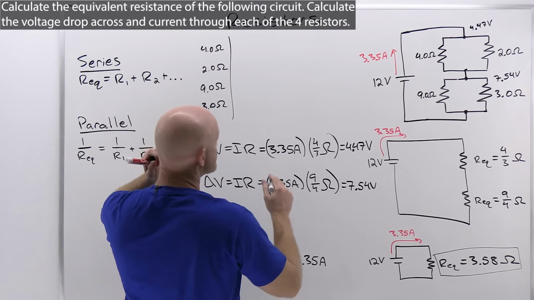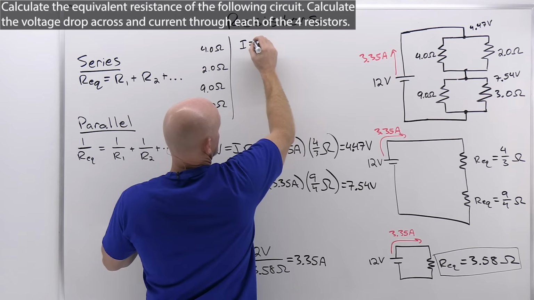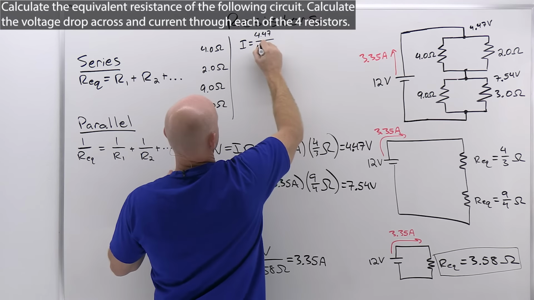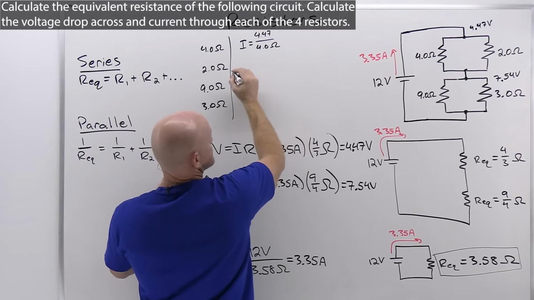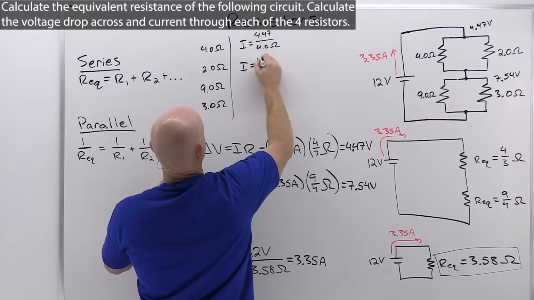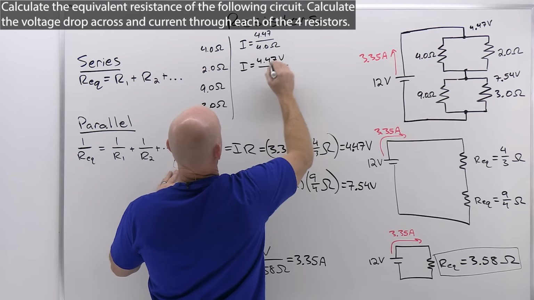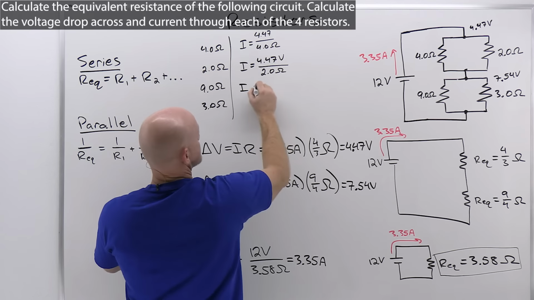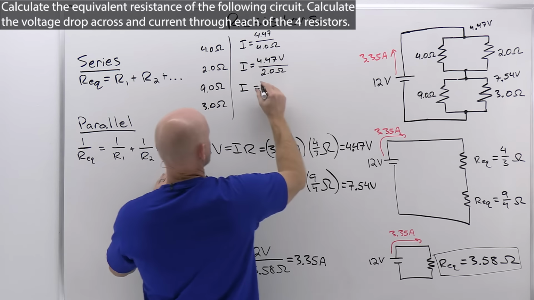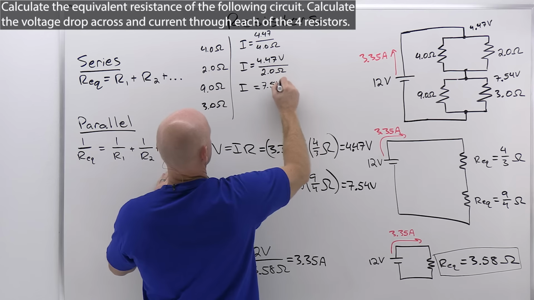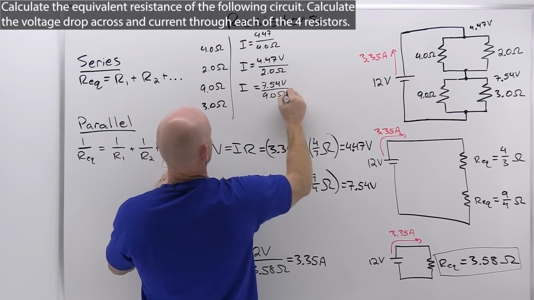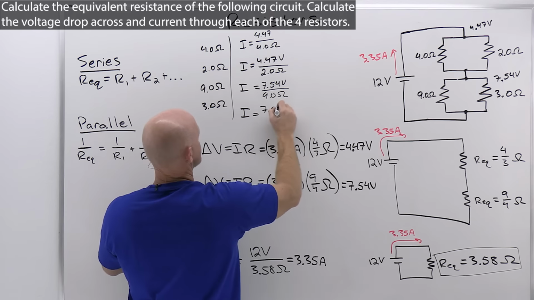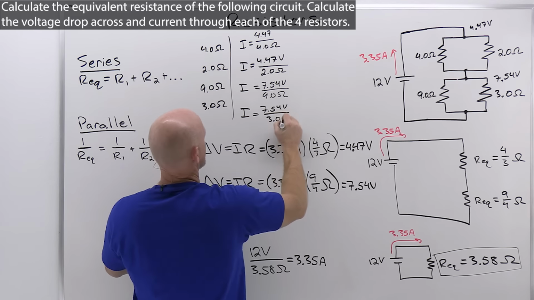All right, for the 4 ohm resistor, we can have I equals delta V over the 4 ohms, which is 4.47 volts over 4 ohms. For the 2 ohm resistor, it's going to be 4.47 volts over the 2.0 ohms. For the 9 ohm resistor, it's going to be now a 7.54 volt drop over the 9.0 ohms. And finally, for the last one, the 3 ohm resistor, it's going to be the 7.54 volt drop over the 3.0 ohms.